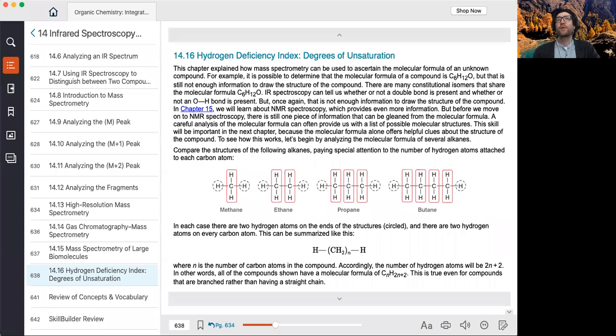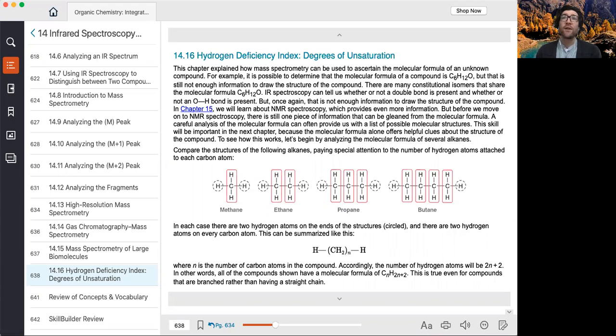This is section 14.16 on the hydrogen deficiency index in terms of the degrees of unsaturation in a molecule. So we're almost done with chapter 14, congratulations. And before we go on to chapter 15, there's one piece of information we need to go over, and that is how to calculate the hydrogen deficiency index.